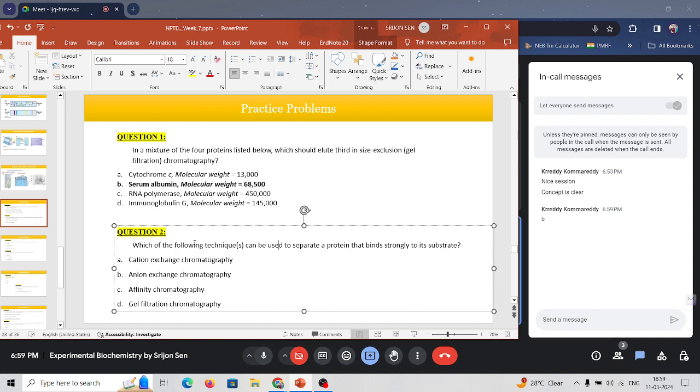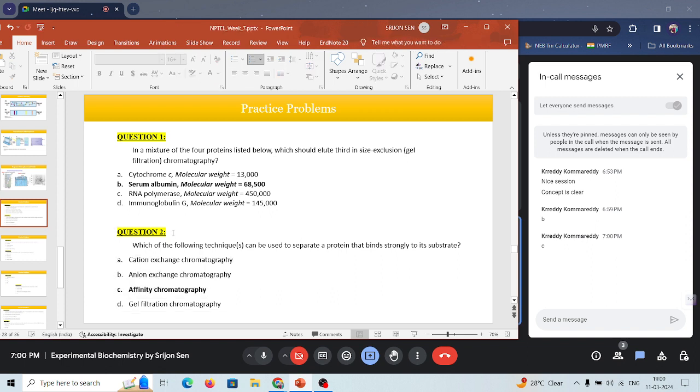Very good. So question number 2. Which of the following techniques can be used to separate a protein that binds strongly to its substrate? Cation exchange, anion exchange, affinity, and gel filtration. It is mentioned that it binds strongly to its substrate, so affinity chromatography. Fantastic.